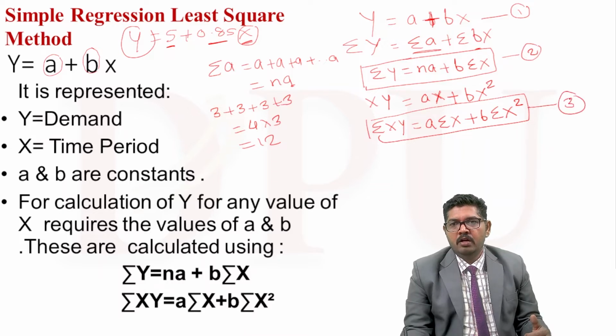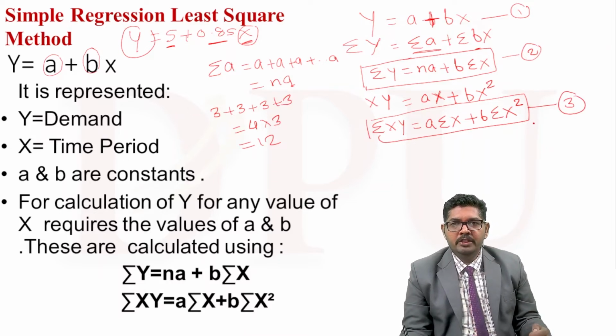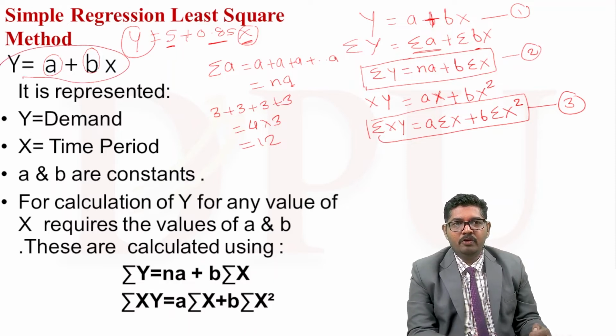Right, so why have we formed these equations? Because we can put these values. What we intend to do is to find out the values of a and b, and by putting the values of a and b in this particular equation, y is equal to a plus bx, we can have an equation like this: y is equal to 5 plus 0.85x. So that's why we are interested in finding out the values of a and b.